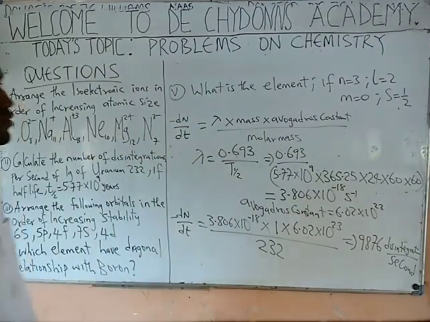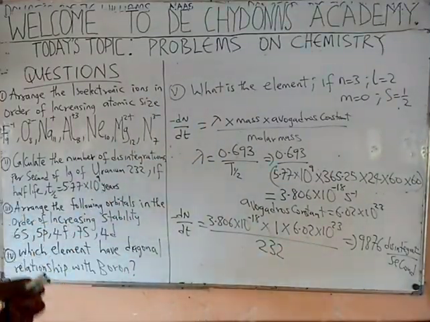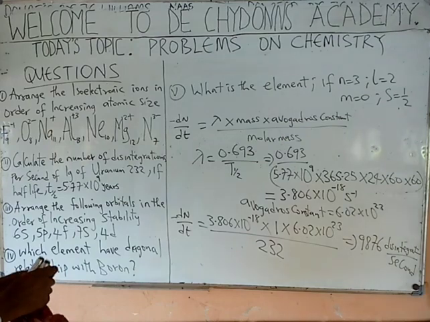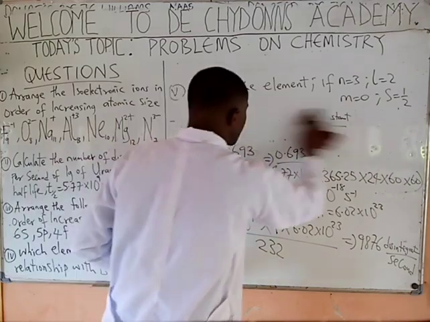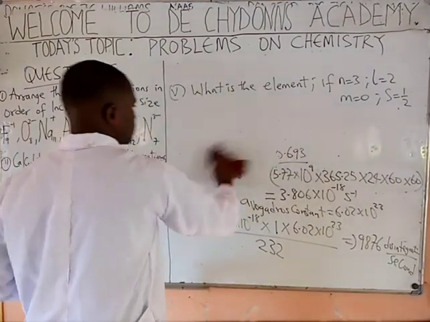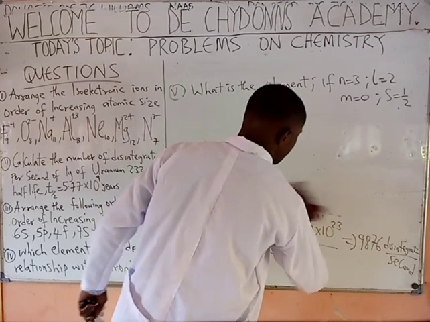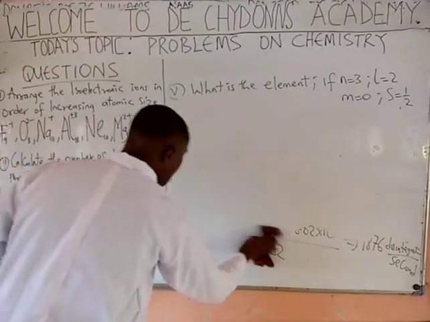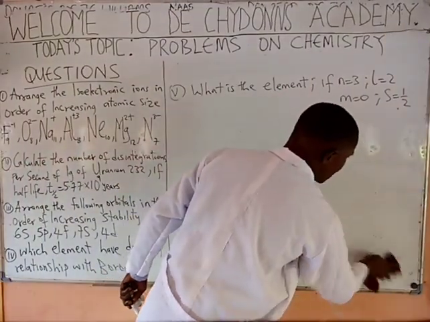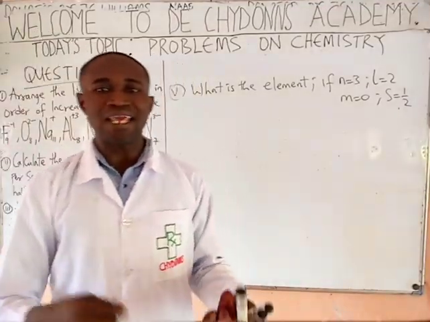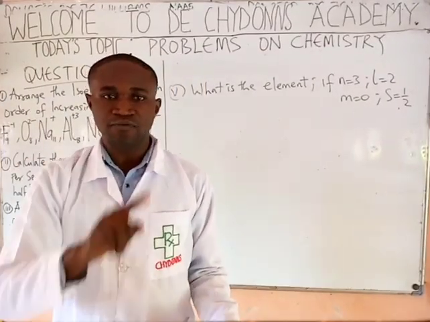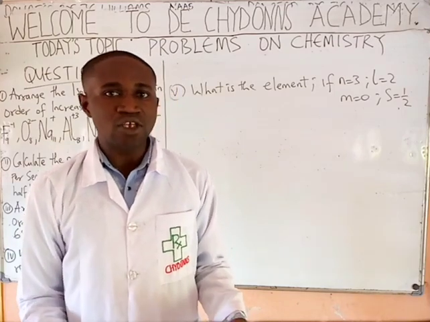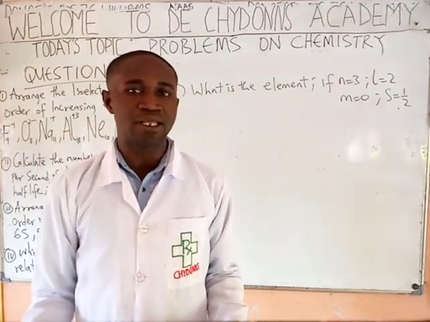Do you understand it? So that is the solution to question number 2. We go to question number 3. Arrange the following orbitals in order of increasing stability. In chemistry, there is what we call the n plus l rule, for the energy of an orbital. This rule states that the higher the energy, the lower the stability. And how do you get the energy? It's from n plus l. And it's also said that the lower the energy, the higher the stability.